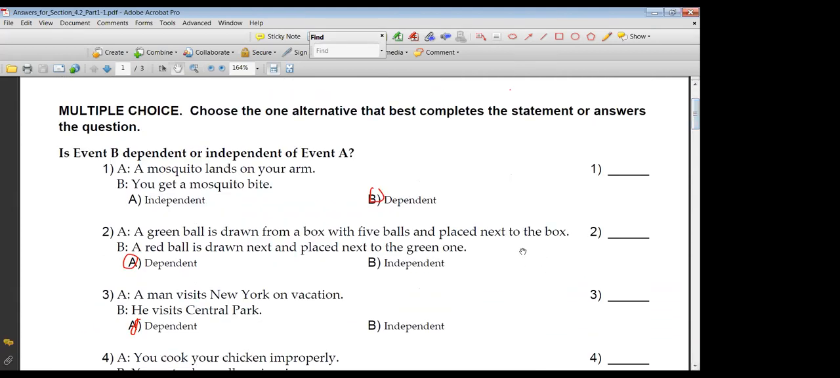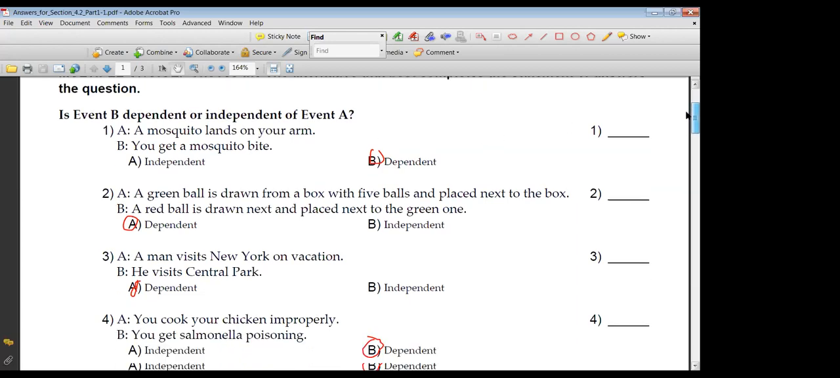Is event B dependent on event A? Events are dependent if the occurrence of the first event somehow affects the occurrence of the second. A mosquito lands on your arm, you get a mosquito bite. Did the mosquito landing on your arm have any effect on the mosquito biting you? Yeah, I guess so. Since it's on your arm, these are dependent events. The outcome of the first had an effect on the outcome of the second.